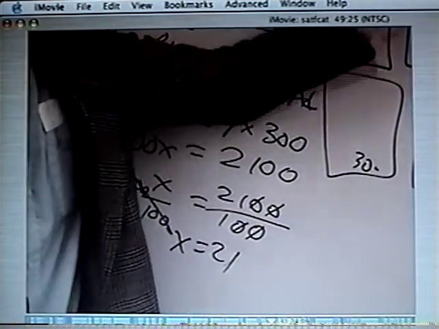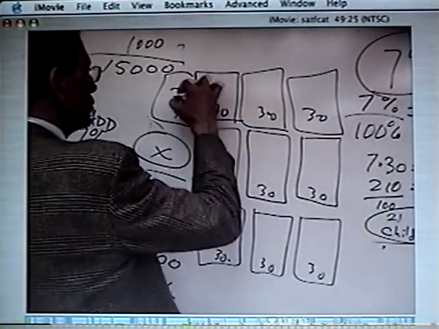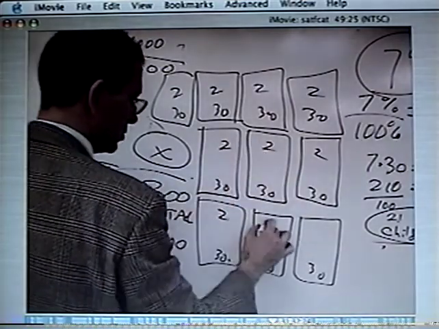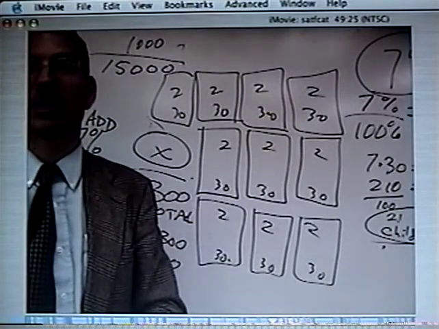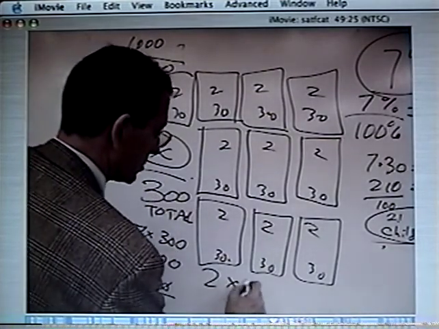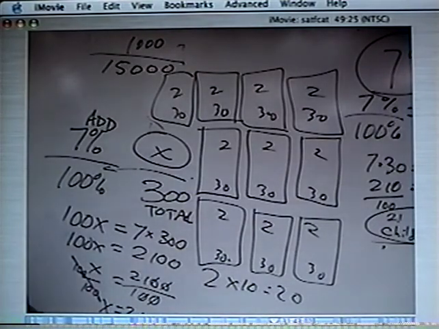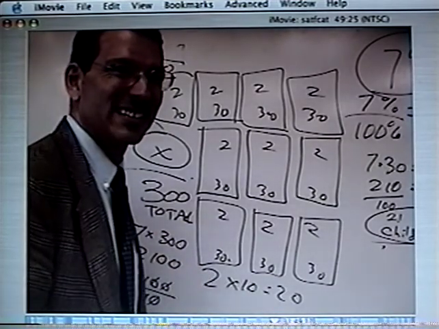But wait a minute. We've got 10 classrooms. If I have 10 classrooms and they each have 2, how much is that? 2 times 10 is 20. We said that we've got 21. Can we just add one student to one of these classrooms?